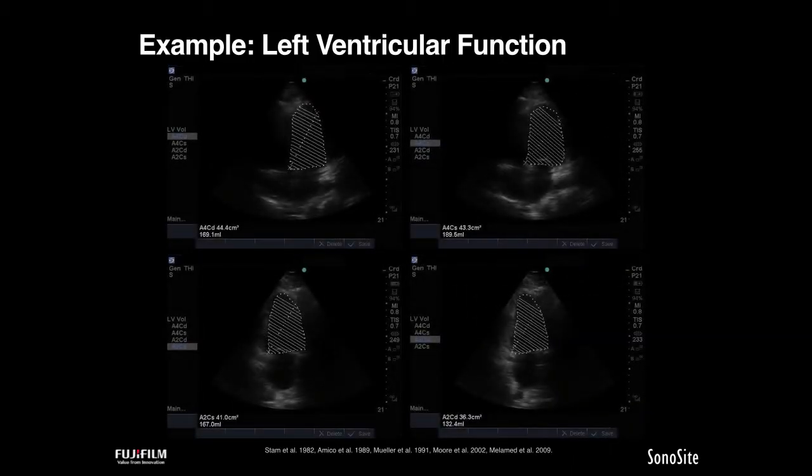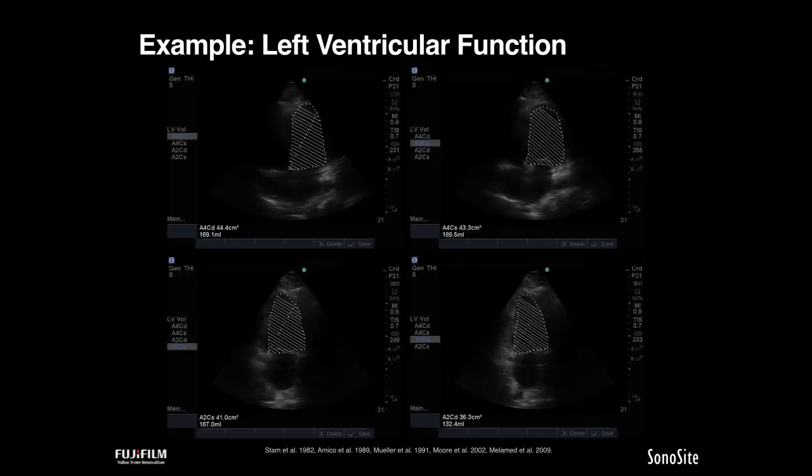By comparison, many of us have also been urged by more classically trained colleagues or those from different backgrounds that one must always use the Simpson's biplane method of discs when determining left ventricular function. And for those of you who may not be aware of this method that is routinely used by echo labs, this method requires two orthogonally obtained views, typically the apical 4 and the apical 2 chamber, and measures the LV cavity at both end systole and end diastole in each of these views.